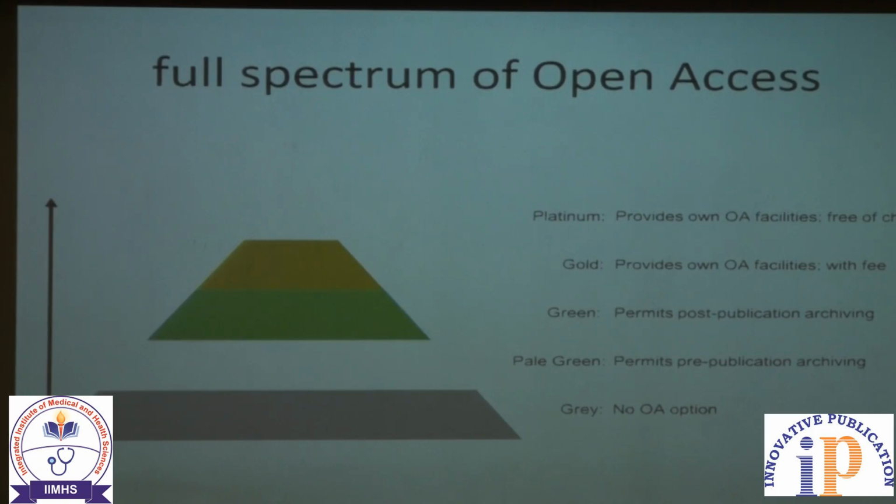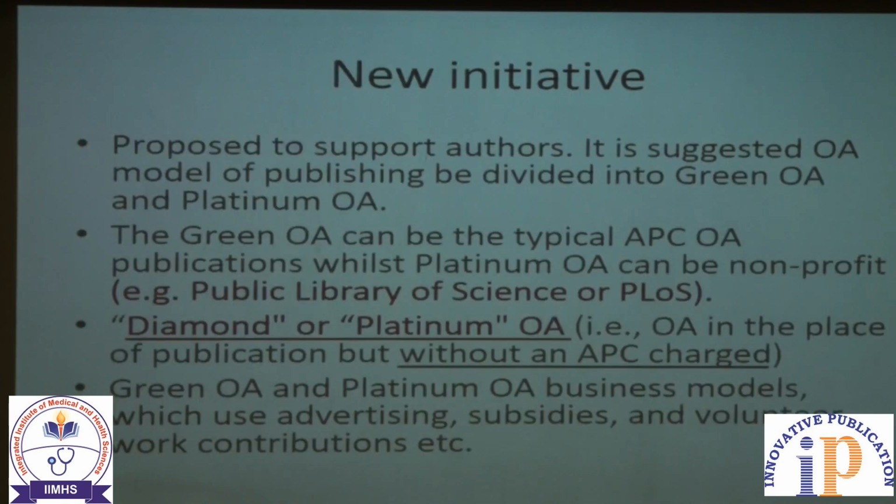Next please. So this is the full spectrum of open access. This is very well given on all the websites. Next please. A new initiative has come up for this challenging APC problem: some authors propose that the open access model of publishing can be divided into green open access or platinum open access. The green open access can be typical of APCs, while platinum open access can be non-profit. For example, the Public Library of Science, PLOS, has given a model in which they don't ask for money from the authors. They have made certain institutions members, or they can have advertising, subsidies or volunteer contributions which can be used in place of the APC.